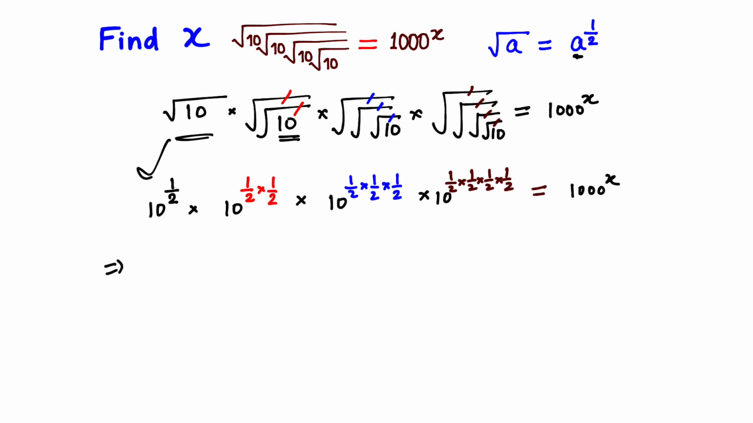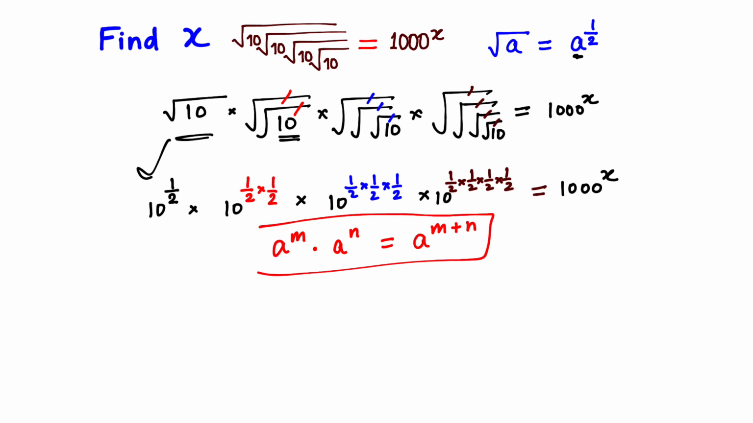Now, from the formula, the left hand side is equal to 1000 raised to the power x. Again, we are going to use one formula, which is if a is raised to the power m and that is multiplied by a raised to the power n, then we simply add the powers. So a raised to the power m plus n. This we are going to use very soon. Before that, let's further simplify all the given terms here.